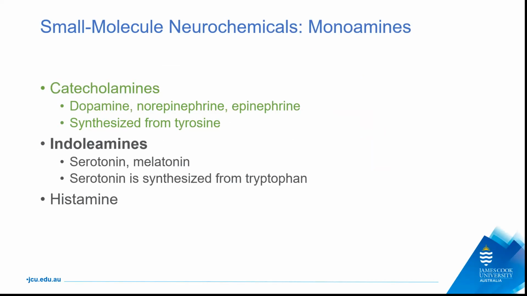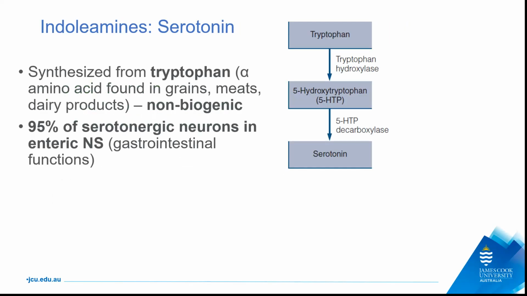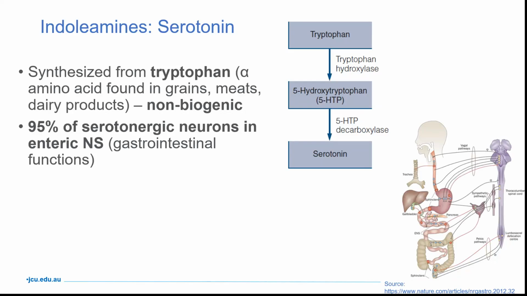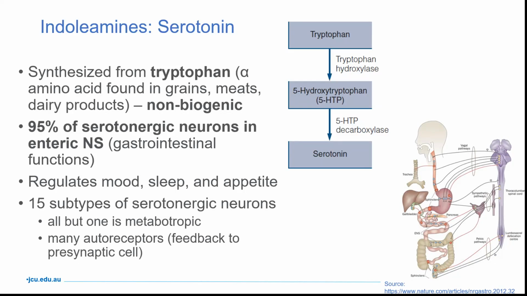Number 3, I think I mentioned this a little bit, right? Because it's related to giving us a sense of happiness, a sense of calm. So of course it regulates our mood, sleep, appetite, and there's 15 subtypes. This is really for your information, non-examinable. 15 subtypes. All but 1 is metabotropic, so 14 metabotropic receptors, and many autoreceptors. So they really take it up. Have to take out the extra serotonin in the synaptic cleft. So that's what they're involved in.